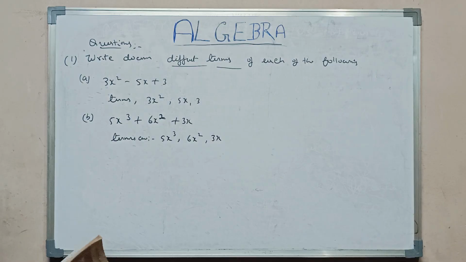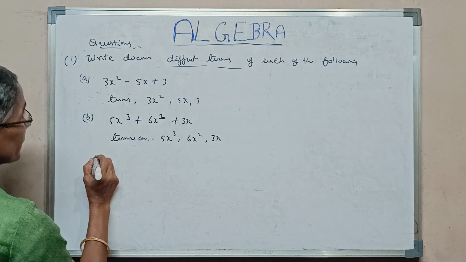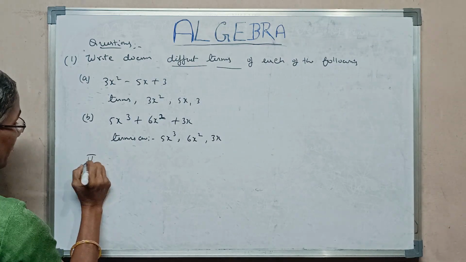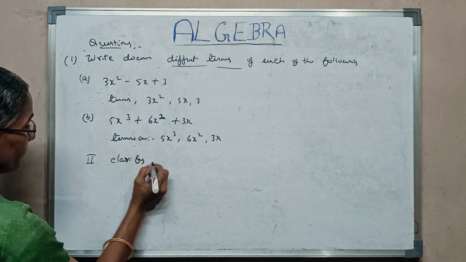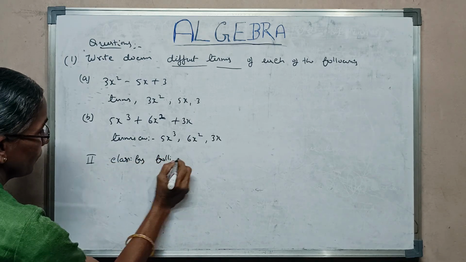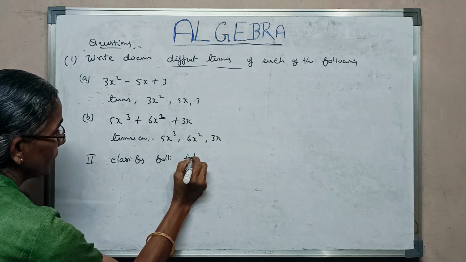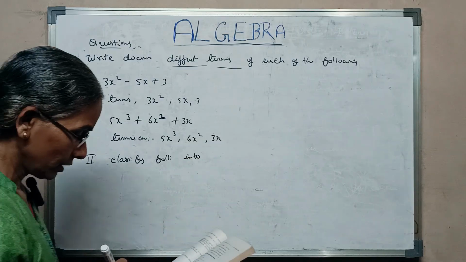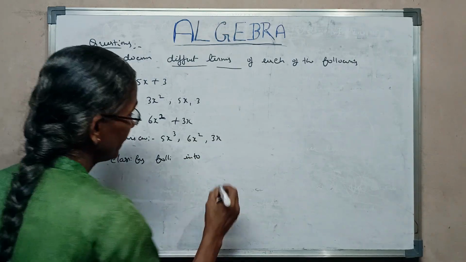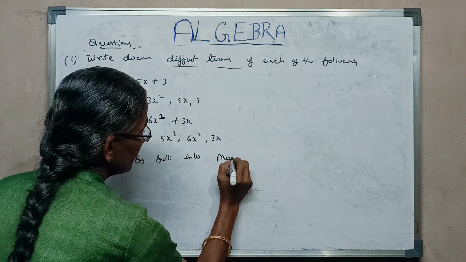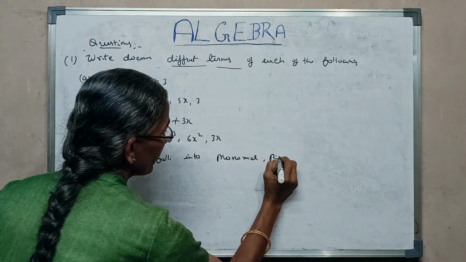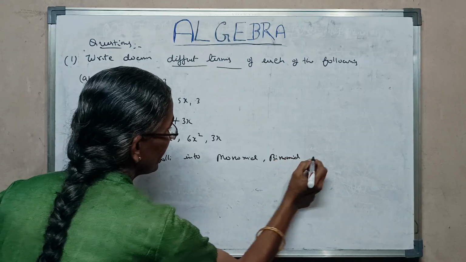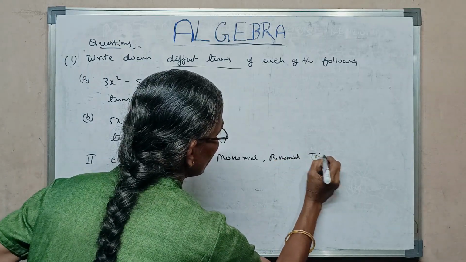Next, the second question: classify the following into monomial, binomial, and trinomial.